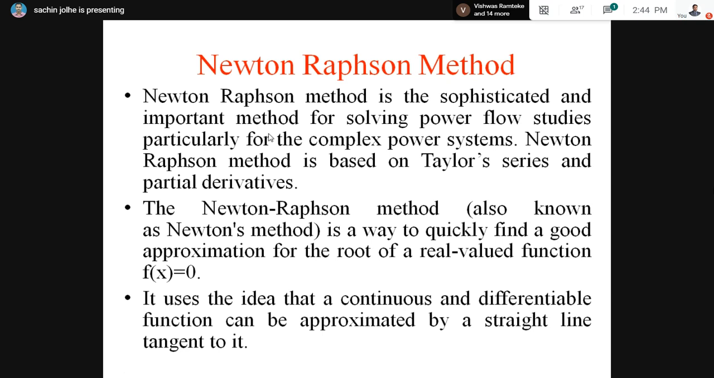Okay. Now, we are moving to the other method, that is nothing but the Newton-Raphson method. This is another method which we normally use for the calculation of the load flow. This was the most used method previously, because at that time this was the method which got fewer iterations than the Gauss-Seidel method, and the accuracy also is much higher than the Gauss-Seidel method.